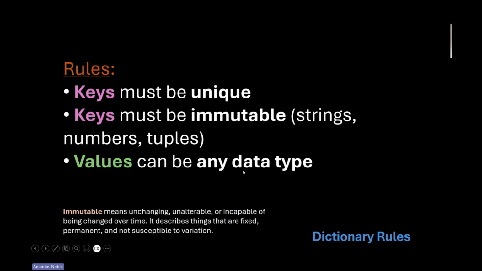And then the values can actually be any kind of data type. It could be a string, it could be a float, it could even be a boolean, right? Whatever it is, it can be any data type. So here I say immutable actually means unchanging, unalterable, or incapable of being changed over time. It describes things that are fixed, permanent, and not susceptible to variation. Those are the specific rules, right, that guide dictionaries.